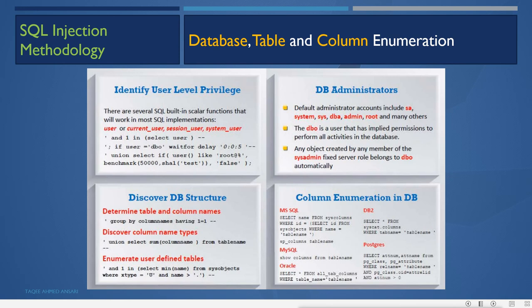Discover the DB structure. Here determine table and column names. First group by column names having 1 is equal to 1 to discover the table name and column names. To discover the column names, type union select some column name from table name. Enumerate user defined tables: select 1 and 1 in select name, select min name. Min is a function where it is adding the name from sysobjects where xtype is equal to u and name is equal to dot.